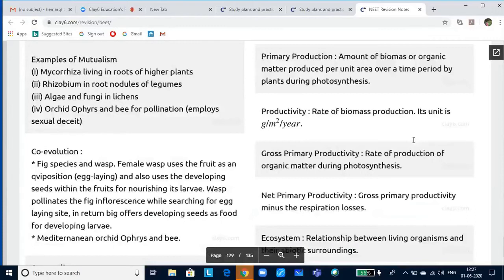So primary productivity is expressed as the amount of biomass or organic matter produced per unit area over a time period by plants during photosynthesis. Secondary productivity is the rate of formation of new organic matter by consumers. The annual net primary productivity of the whole biosphere is approximately 170 billion tons of organic matter.